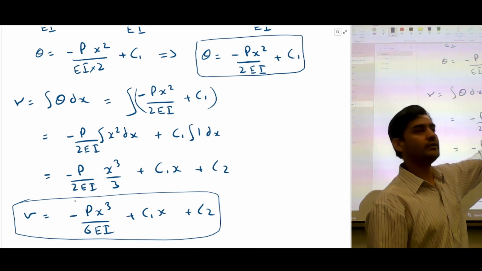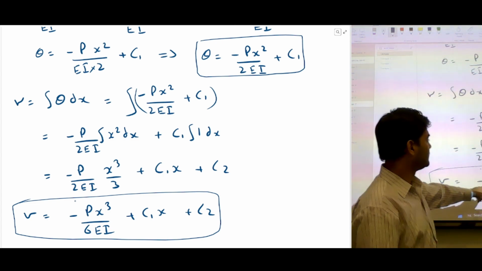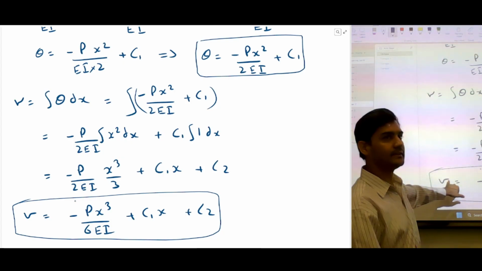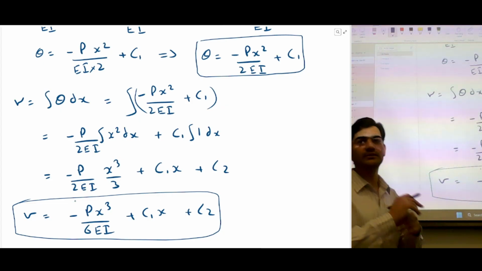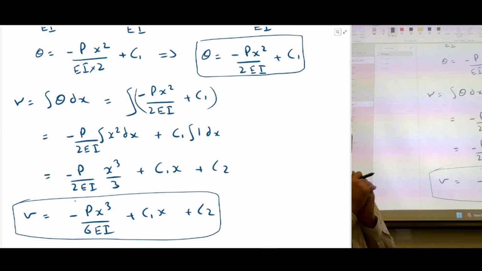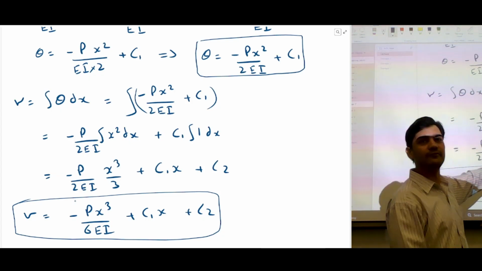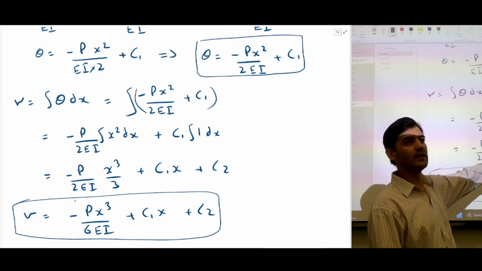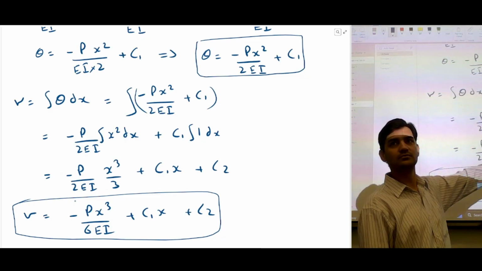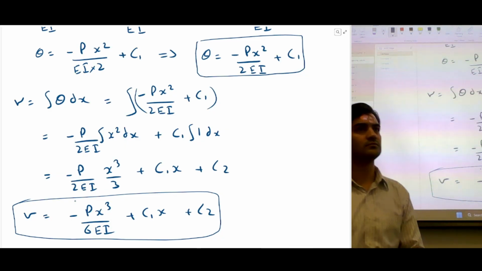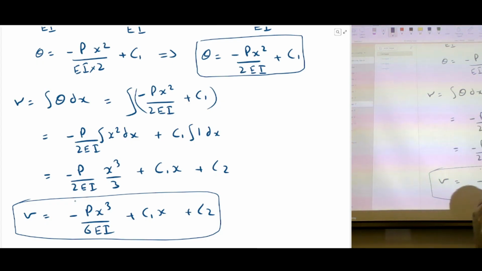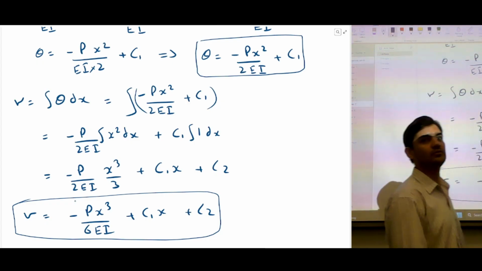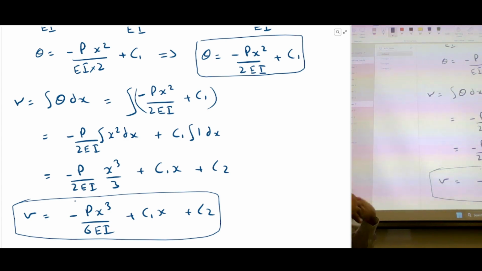So you can solve this to get the bending angle and displacement, but before that you have to calculate C1 and C2. Once you calculate C1 and C2, then you will have the final equations. Is this clear with everyone, how we have done the integration? Okay. So now we have to calculate these constants, C1 and C2. Once we have the constants, we will have the final equations.